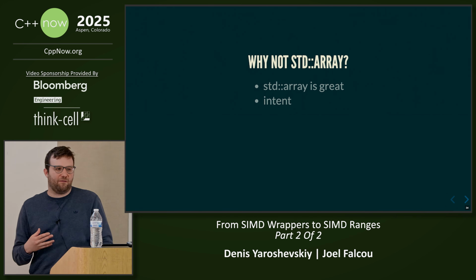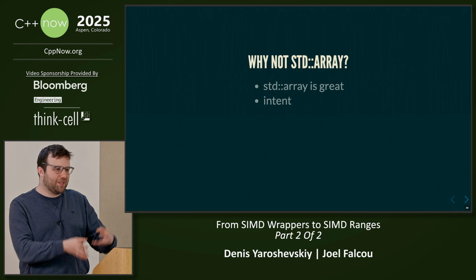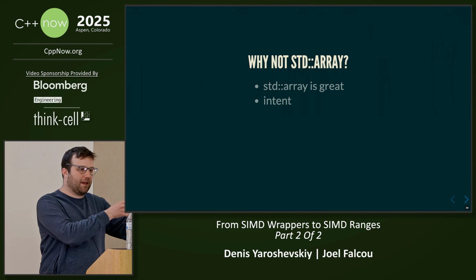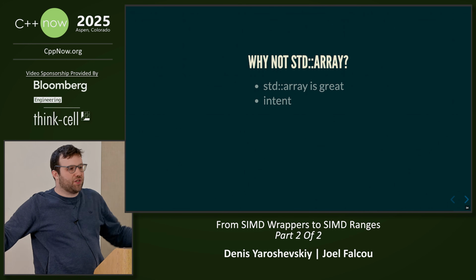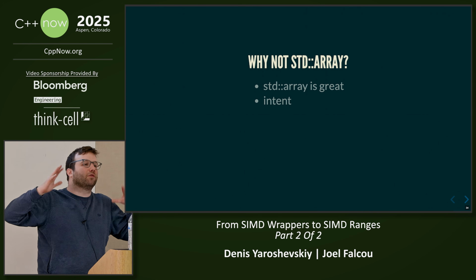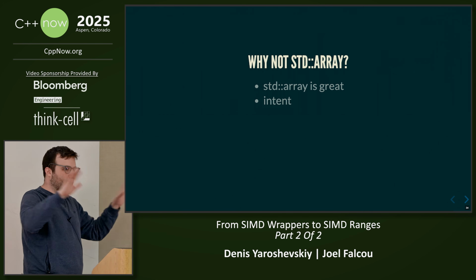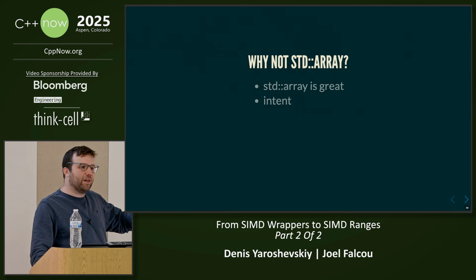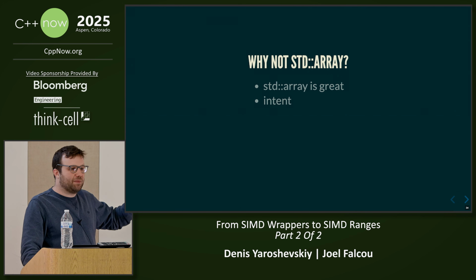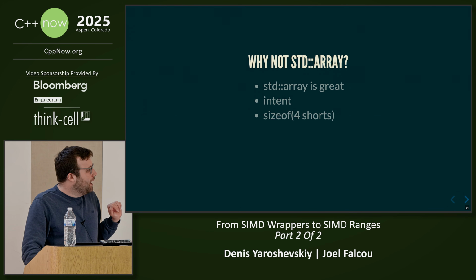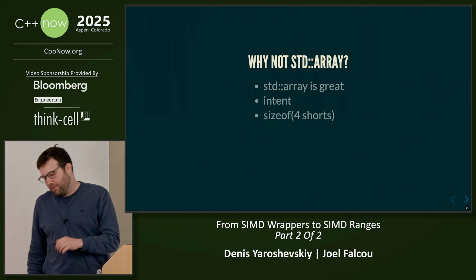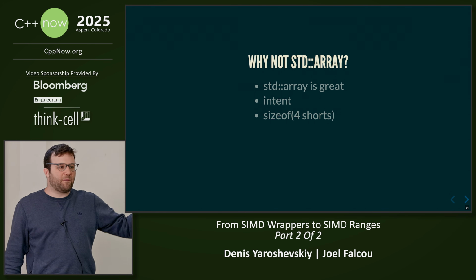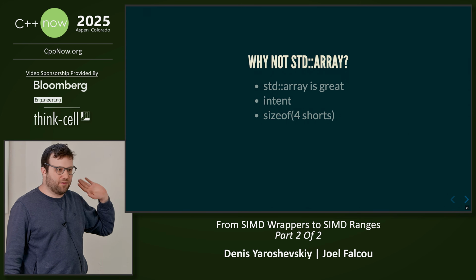So they do different things. One is a value type that stores a bunch of elements. It's like three integers. The other is the SIMD register, where I would not recommend asking for size at all. It's a bit of a weird thing you do if you want a SIMD register of a specific size. There's a more practical thing. So size of 4 shorts, for example. Standard array makes perfect sense. That's 8 bytes, 4 shorts.